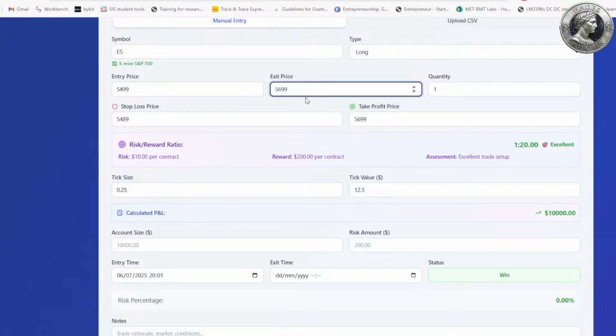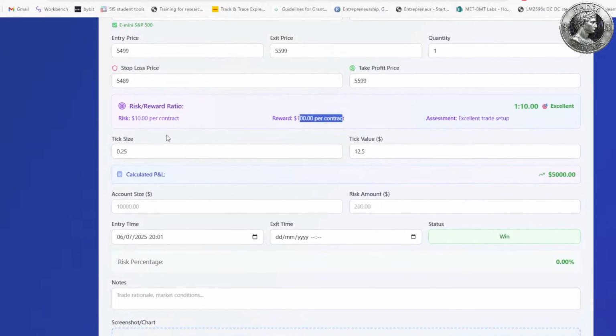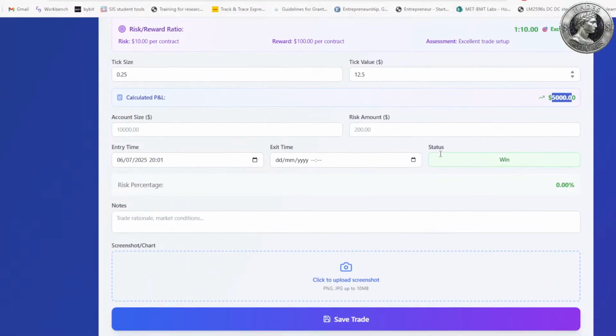Let's put like 5. My take profit was 5. 1 to 10 risk to reward. 100 per contract. While risking 10, you're making 100. Tick size, tick value. This is your profit. So you can use it as a calculator also.